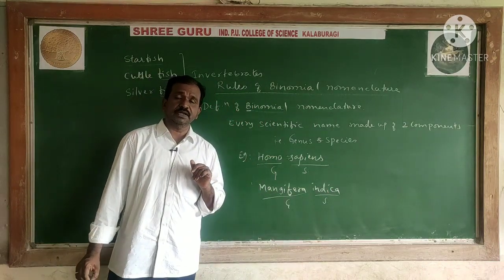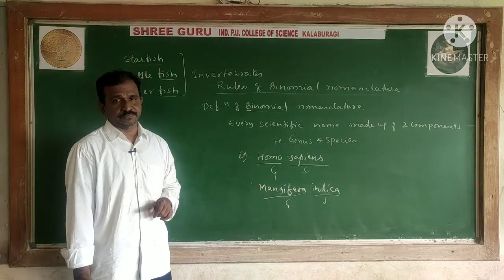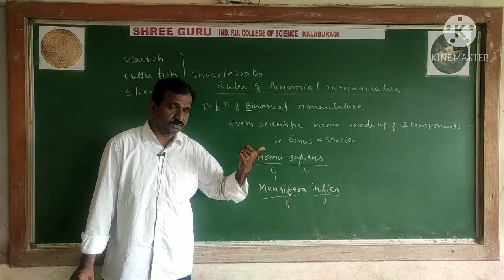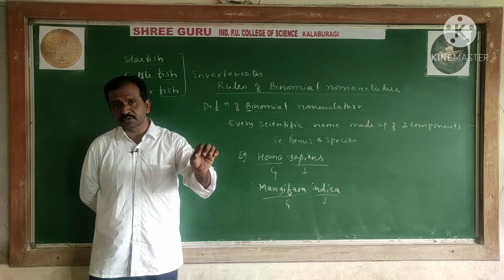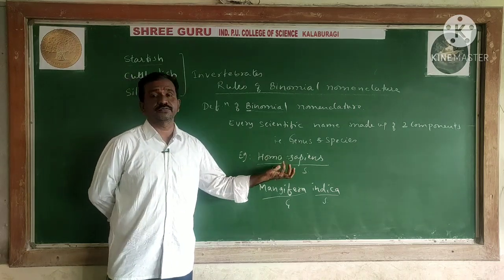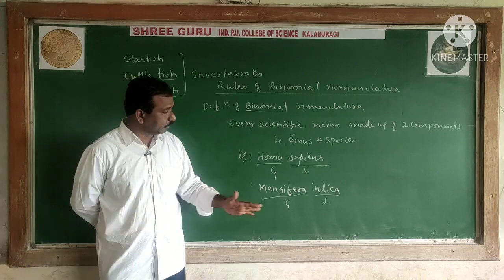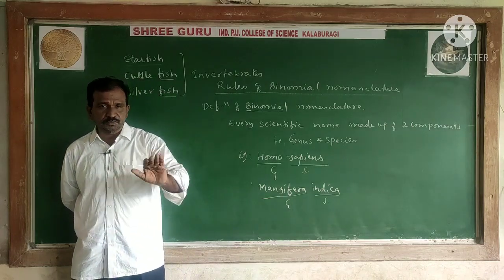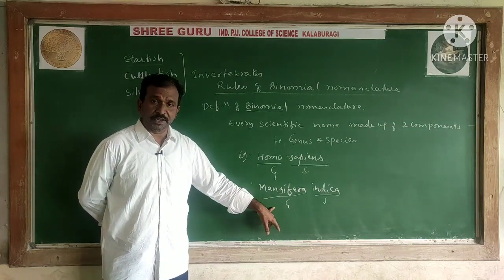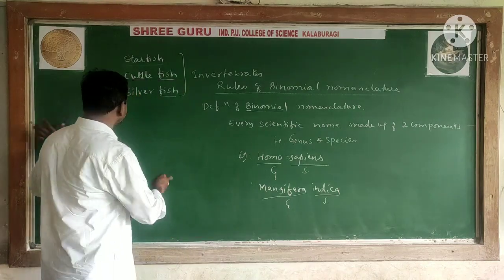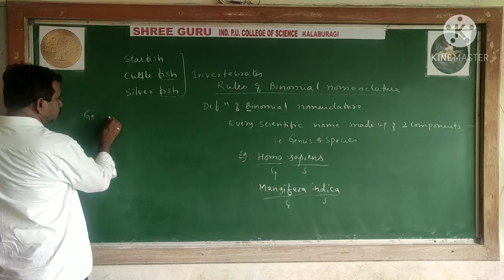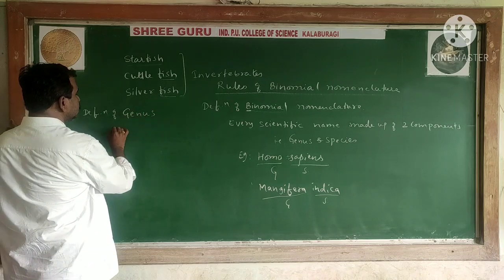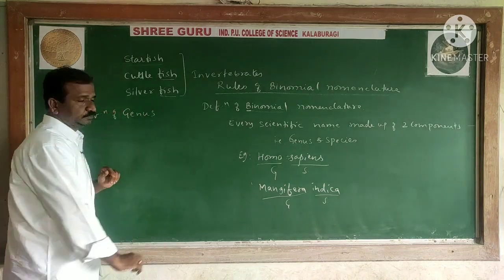Now, in the previous class, I told you about the definition of the genus. Previous class, we observed the definition of the species. Species is the basic unit of classification, a group of similar organisms which can interbreed among themselves and give fertile offspring. The genus definition, this is only what I am giving, the remaining is not necessary. Genus definition is the only definition you need. Definition of genus: what do you mean by the term genus, or generic name?